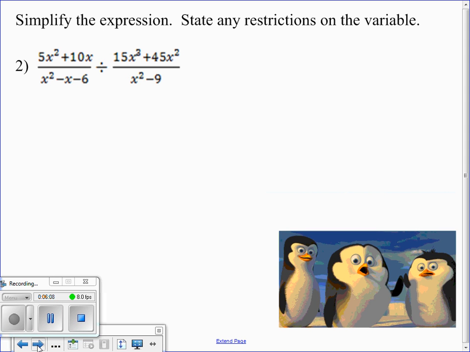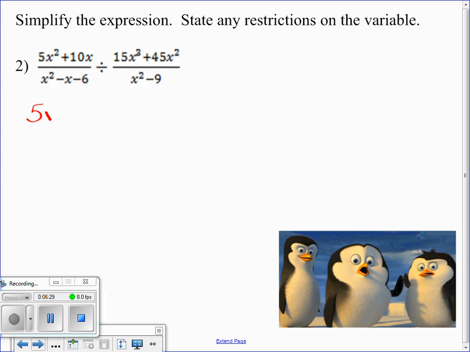Okay? Number 2, what type of problem is this? Division. So what's the first thing I do? Keep, change, flip. It's going to be in my head all day now. Would you guys be okay if I factor at the same time I rewrite? Not yet? Okay, not yet.